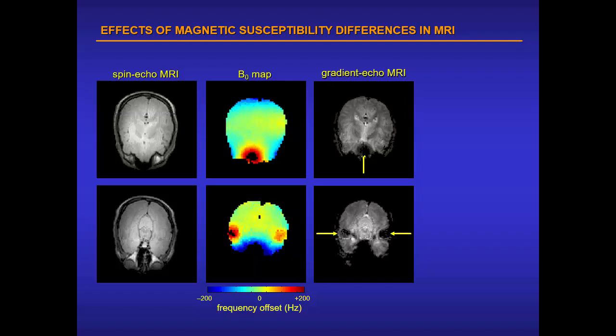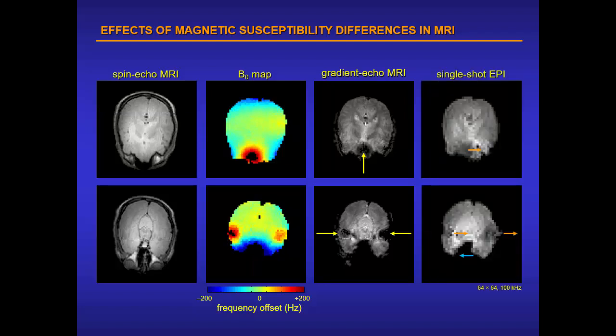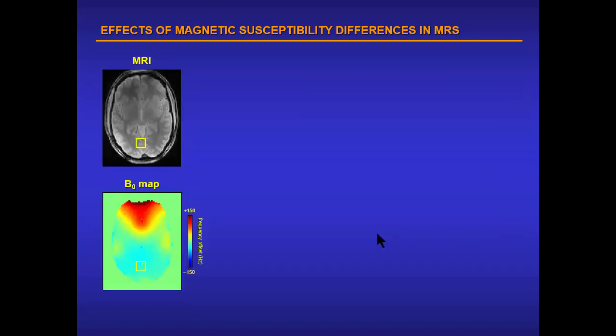And you can see that in a gradient echo sequence, you have signal dropout. You lose signal right where the inhomogeneity is. In the lower slice also, where the auditory tracts are, you lose signal as well. And if you do ultra-fast imaging, like EPI, in addition to the signal loss, you also get image distortion, where you're going to get signal at positions outside the brain, where there shouldn't be any signal. So this is the effect for imaging. This workshop is, of course, about MRS. So what about MRS? Well, it's a little bit more subtle, perhaps.